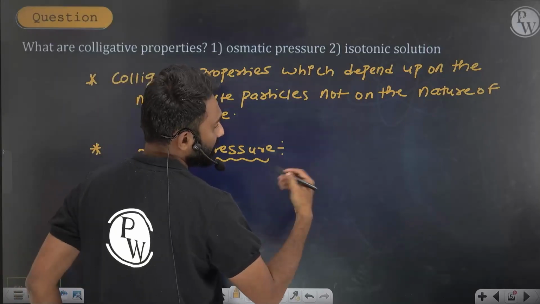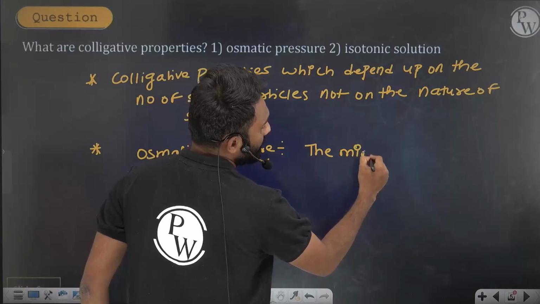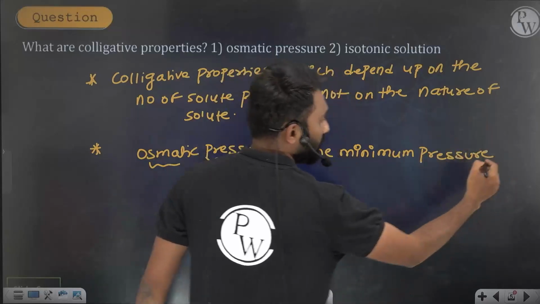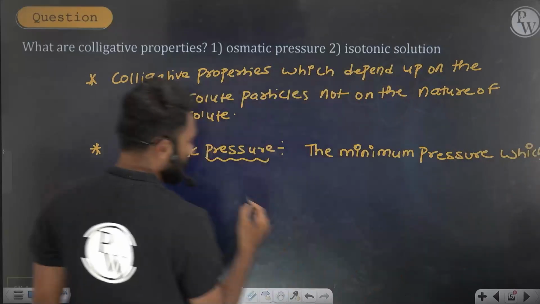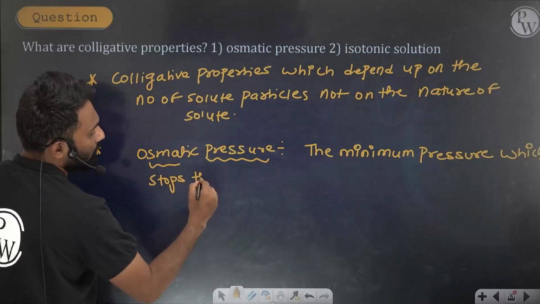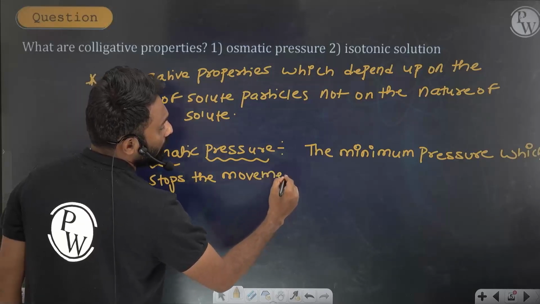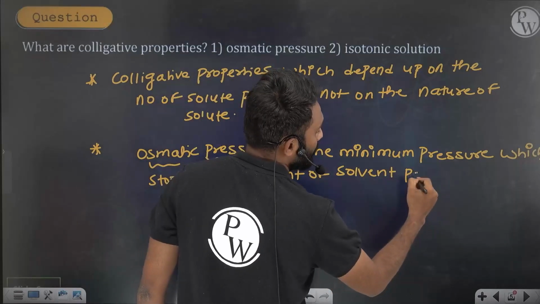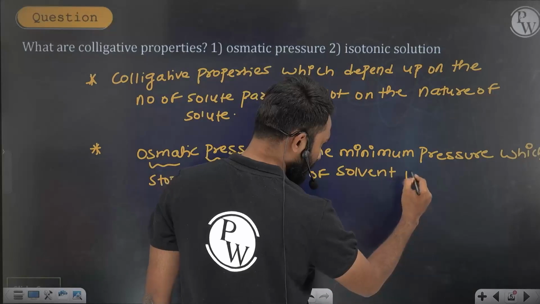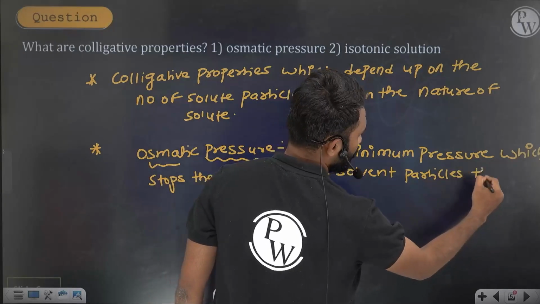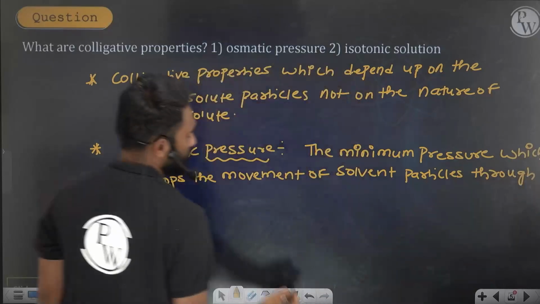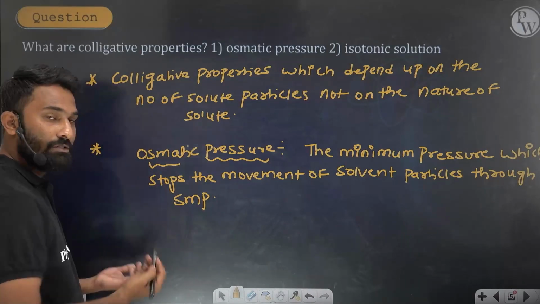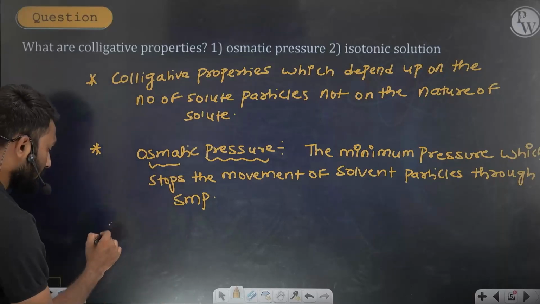Osmotic pressure andre ಏನು? The minimum pressure which stops the movement of solvent particles through the SPM, semi permeable membrane, is known as the osmotic pressure.